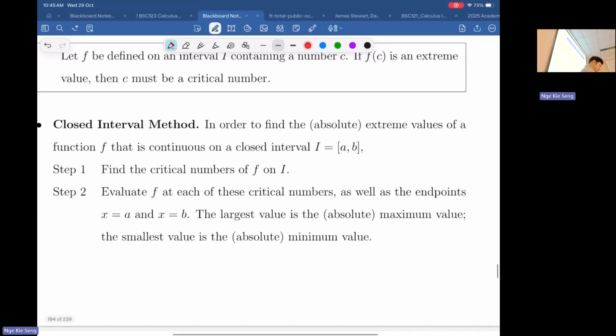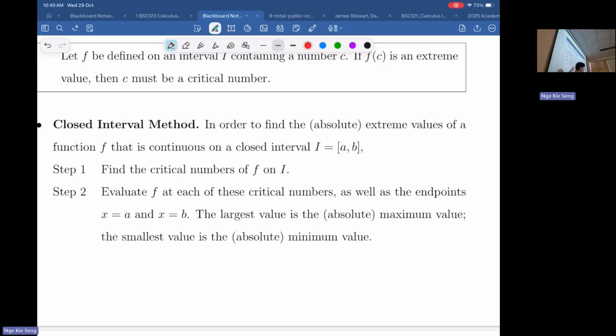The strategy here is, let's restrict to the case that we have a domain that's coming from the closed interval, because using the extreme value theorem we had just now, if my f is continuous on this closed interval, you could always find the extreme values. But how do we find it? By using the critical point method.